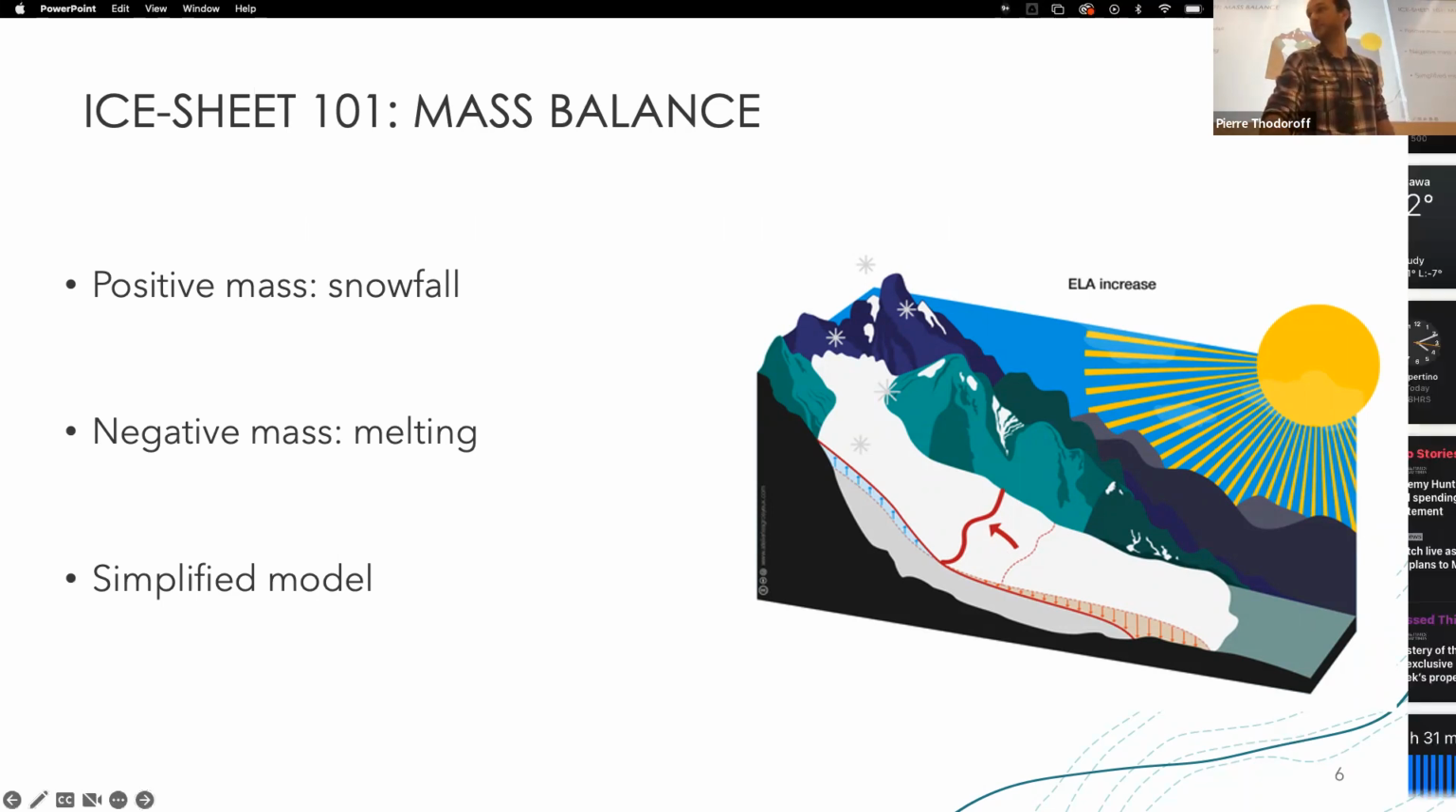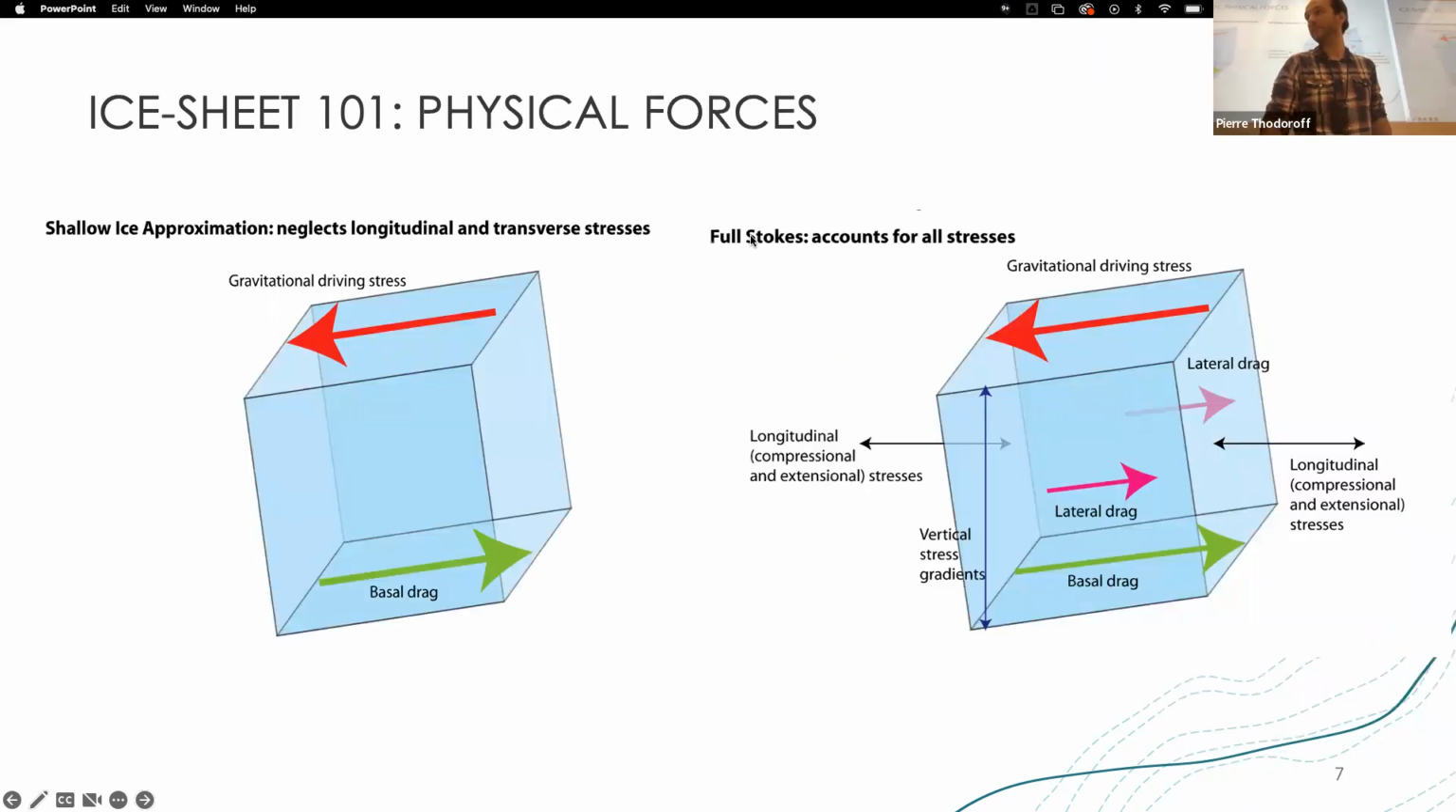And then the other one is the physical forces. So the simplest model you can think about takes into account two forces. The first one is gravity, so ice falls down. The second one is basal drag. Basal drag is what I was talking about earlier, where you have friction with the ground. And so it's going to apply a force that's in a different direction than the gravitational stress.